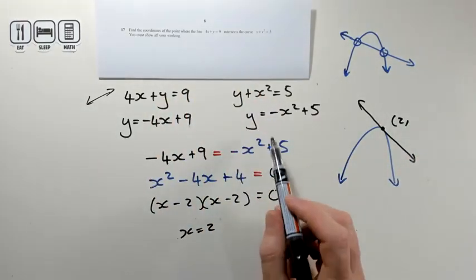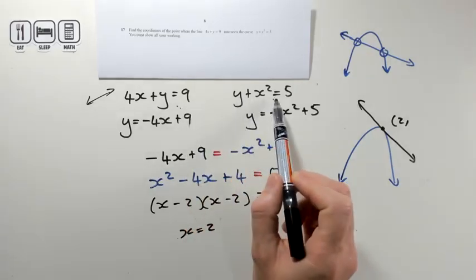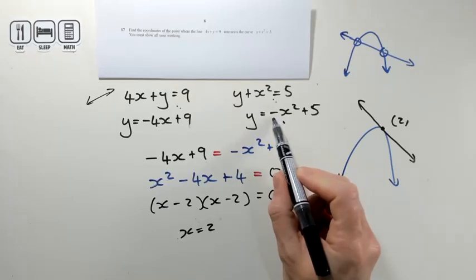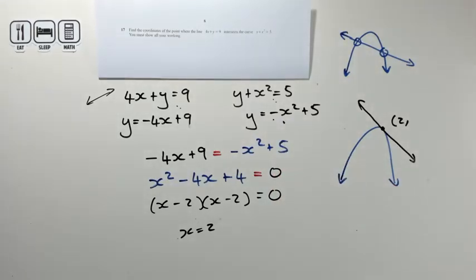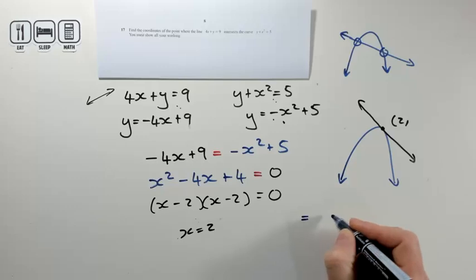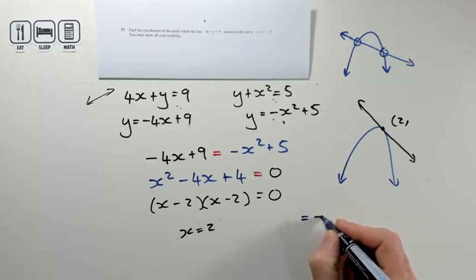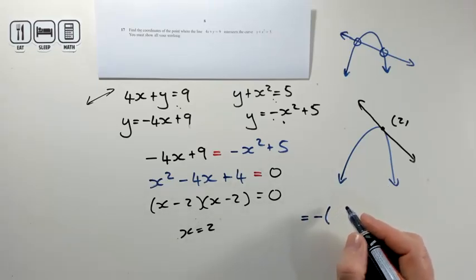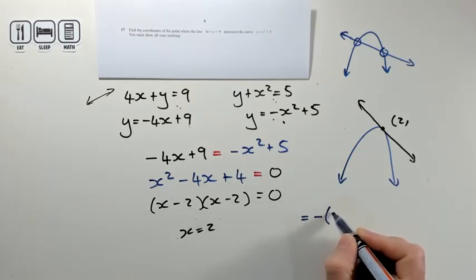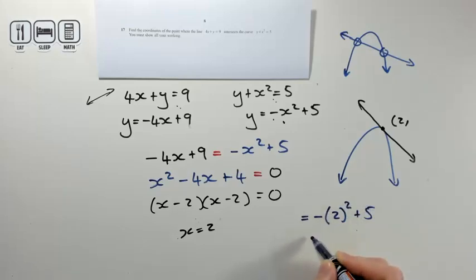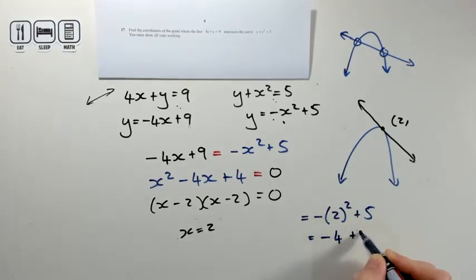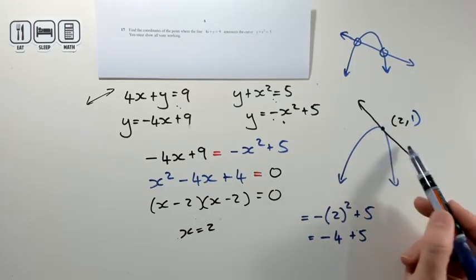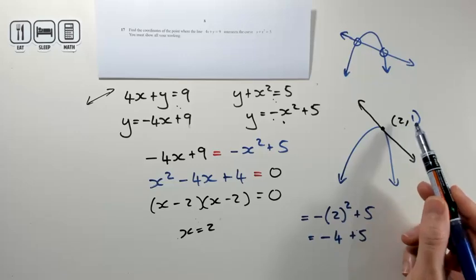And to find the y value, I can sub it into either of these functions. And I'm going to choose this one. So if I had to type this on my calculator, very important, sometimes students make mistakes with this. You have to type negative, and then bracket 2 squared plus 5. In this case, I know it's not going to make a difference, but just get in the habit of writing this correctly on your calculator. And this would give us negative 4 plus 5, and our answer is just going to be 1. So the coordinates where this line and this parabola are touching are 2 and 1.